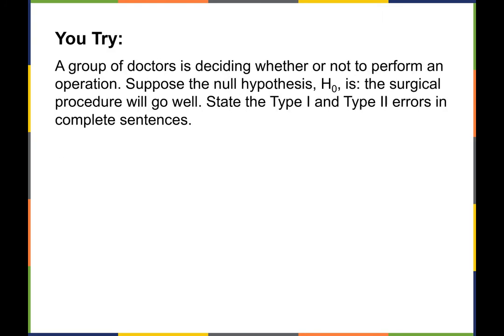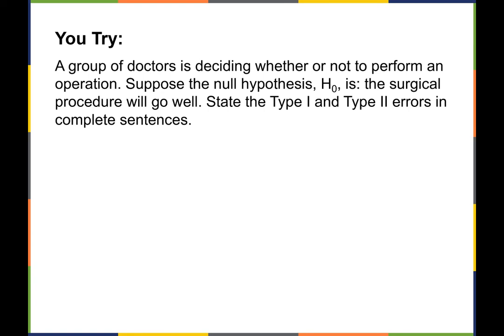Let's do another example. I'm going to read this to you, then I want you to pause the video and state the type 1 and the type 2 errors. A group of doctors is deciding whether or not to perform an operation. I'm going to give you the null hypothesis. Suppose the null hypothesis H0 is the surgical procedure goes well. So the alternative hypothesis is the surgical procedure does not go well. State the type 1 and type 2 errors in this example in complete sentences. Pause the video and then come back and try and check your answer.